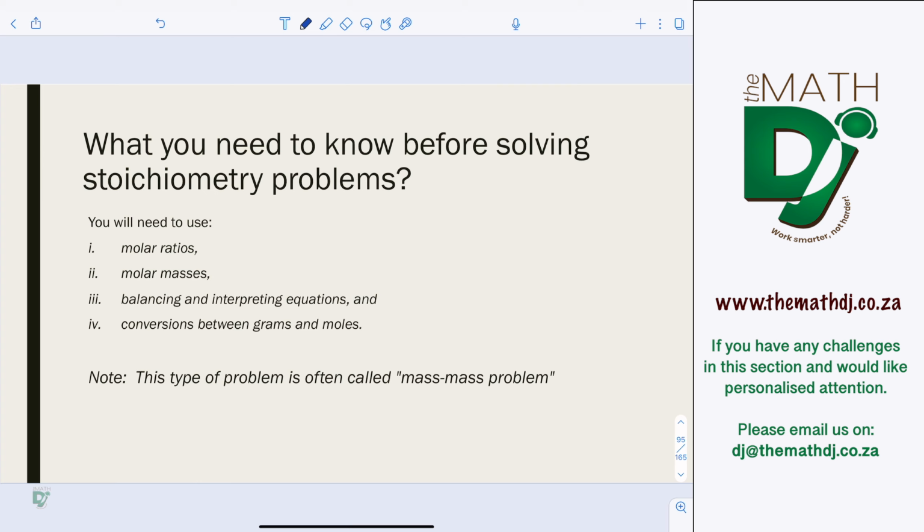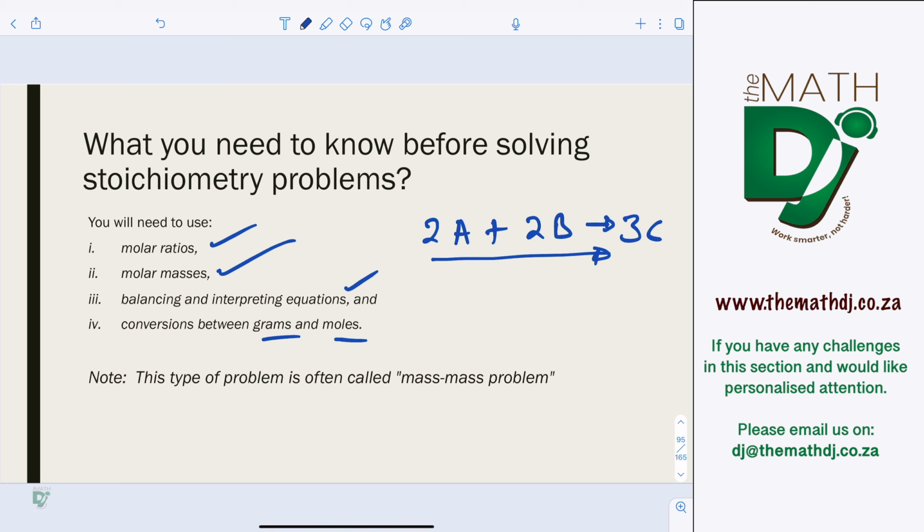So what you need to know before solving stoichiometry problems: you need to know the molar ratio, you need to know the molar masses, and also you need to know balancing and interpreting equations. Then you need to know the conversions between grams and moles, because the stoichiometry equations, like the one we did previously, 2A plus 2B is equal to 3, are done in moles.